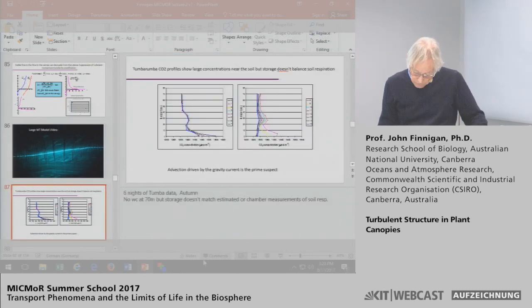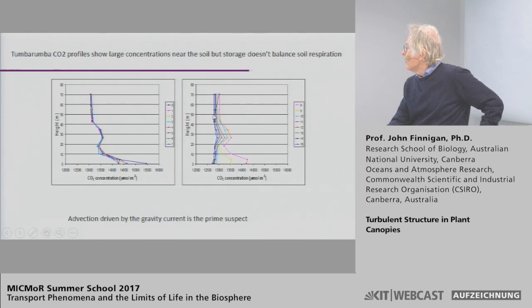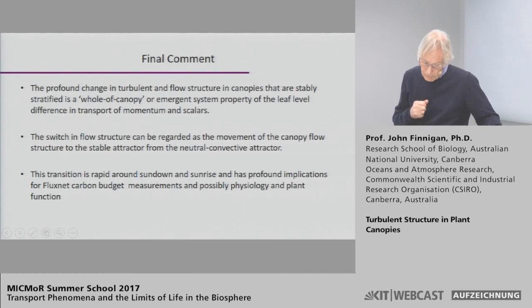This is at some site, looking at profiles of CO2 through the canopy. This is during the day when things get well mixed. Then the sun goes down and immediately high concentrations of CO2 appear near the ground and continue through the night. And they're just not getting up to where the flux instruments are. So that was a bit of an epilogue.